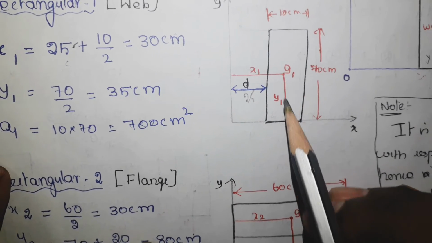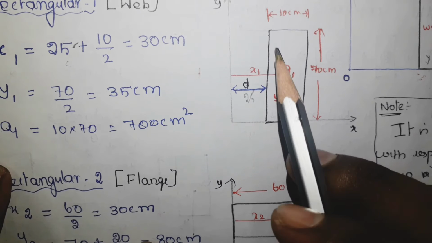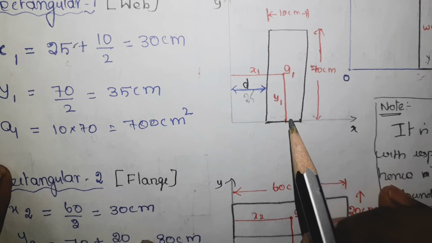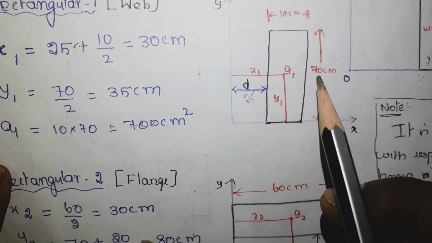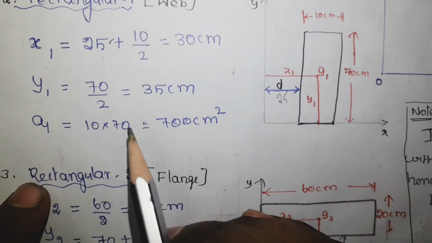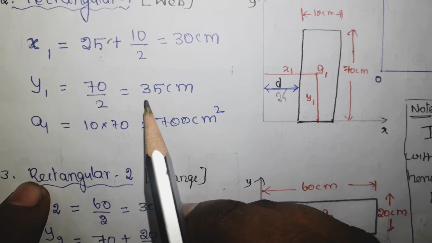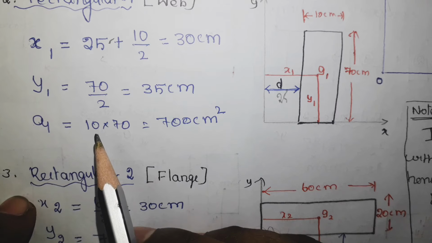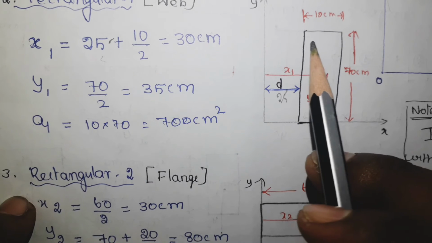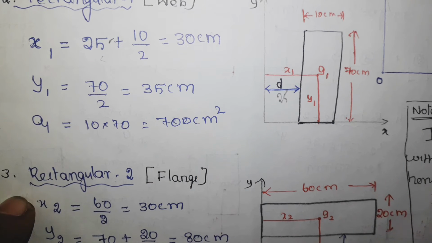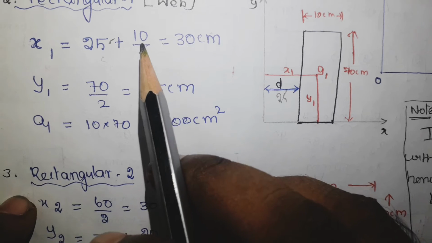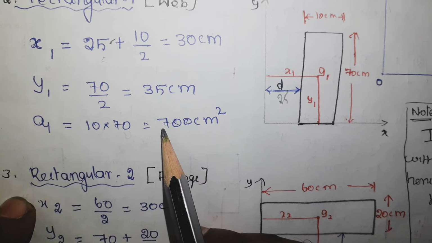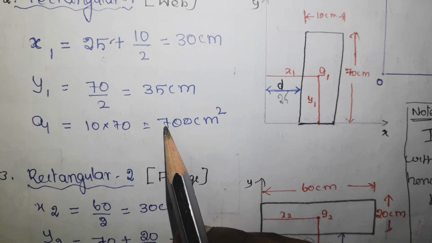Now I am going to get the answer for y1, but this rectangle is in contact with the x axis, so the answer is the total distance divided by 2, so 70 by 2, which is equal to 35 centimeter. Then area, as usual it is a rectangle, so length into breadth, 10 into 70, which is equal to 700 centimeter square. The same approach has to be followed for all sections.